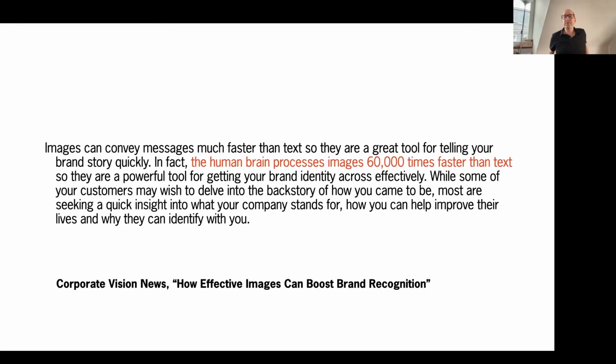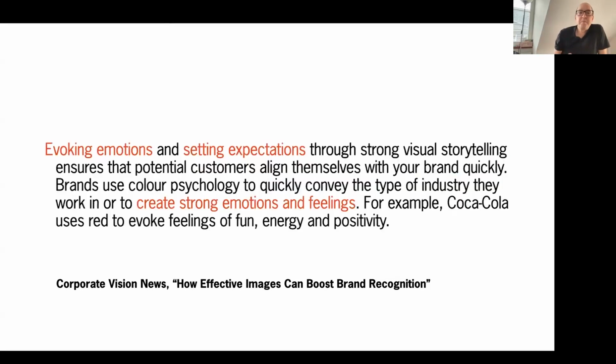The reason why I said it's not a coincidence: in advertising, pictures are used much, much more than words are used. So this is very simple right now. Images can convey messages much faster than text, and the human brain processes images 60,000 times faster than text. If you look at these brain processing developments, there's a lot of stuff that is driven by advertising here. So advertisers are looking into how you can effectively convey your brand's story. If you look into advertising, they are using pictures much more prominently than they use text. Why are they doing this?